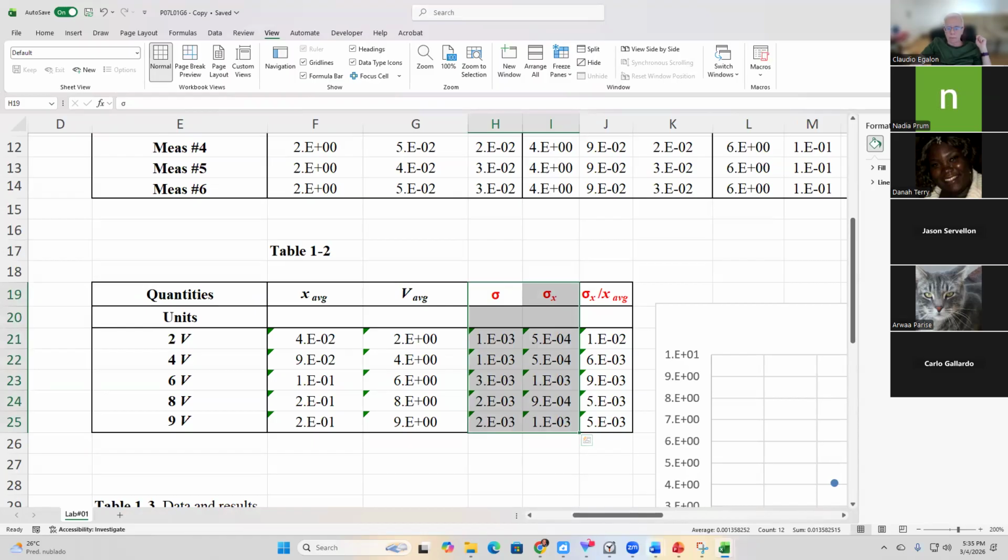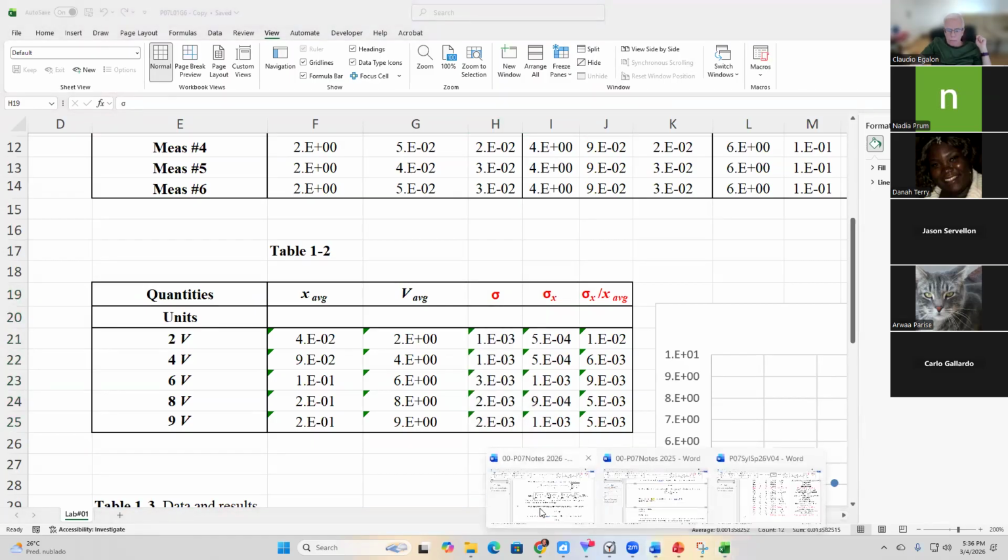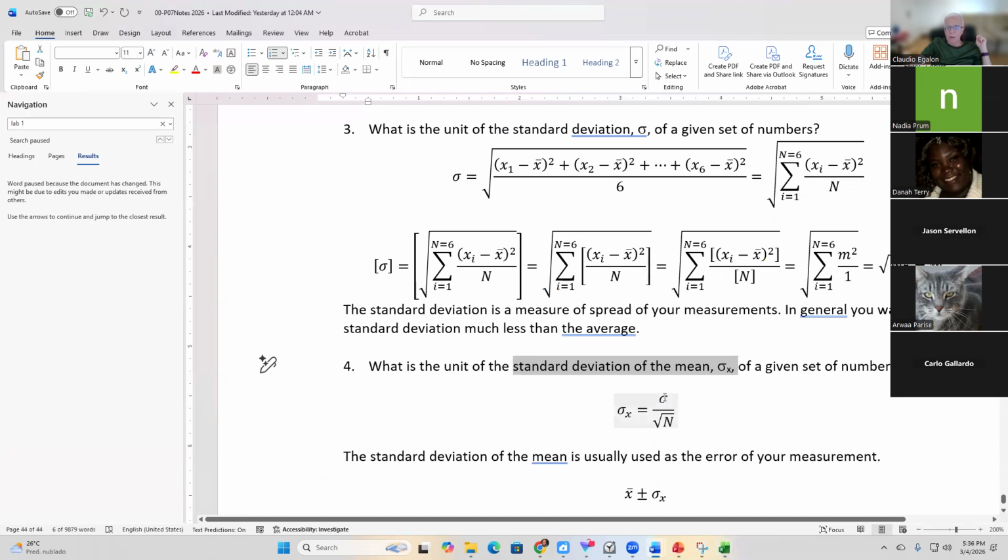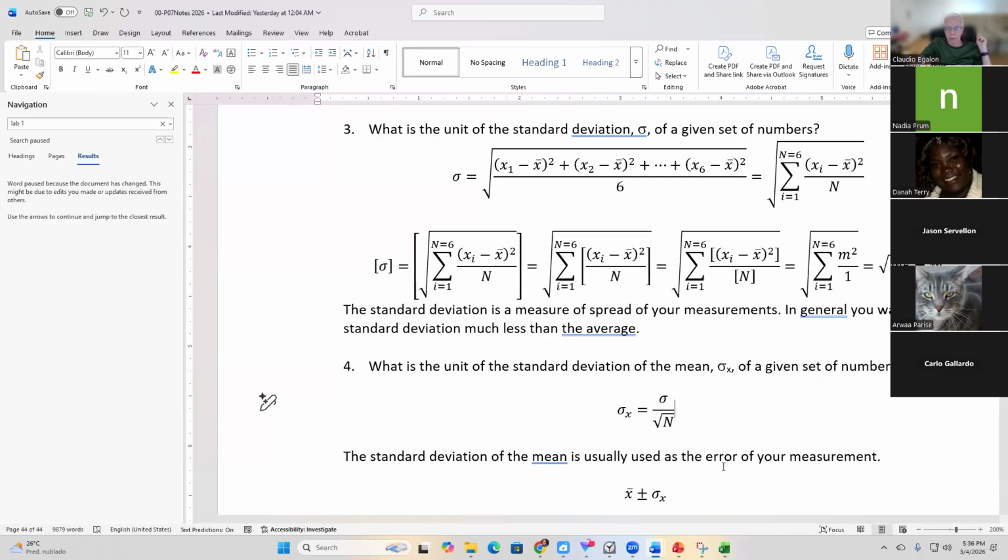Okay, it is going to be that formula that you saw. This one here is the standard deviation divided by the square root of the number of data points. That's how it is defined. The standard deviation of the mean is used as an error of your measurement. It's usually taken as being the error of your measurement.